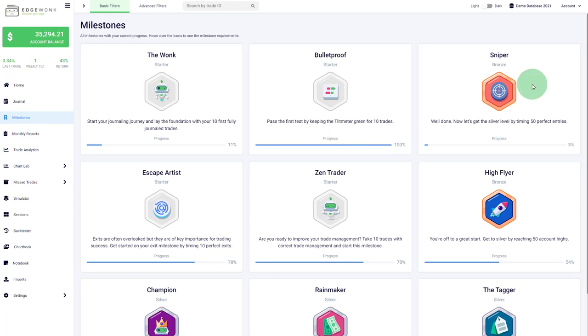The Sniper milestone helps you focus on your trade entries. For every good trade entry that you take, you will earn a point for the Sniper milestone. So you enter a trade in Edgewonk, you assign a positive entry comment, and your Sniper milestone will grow.